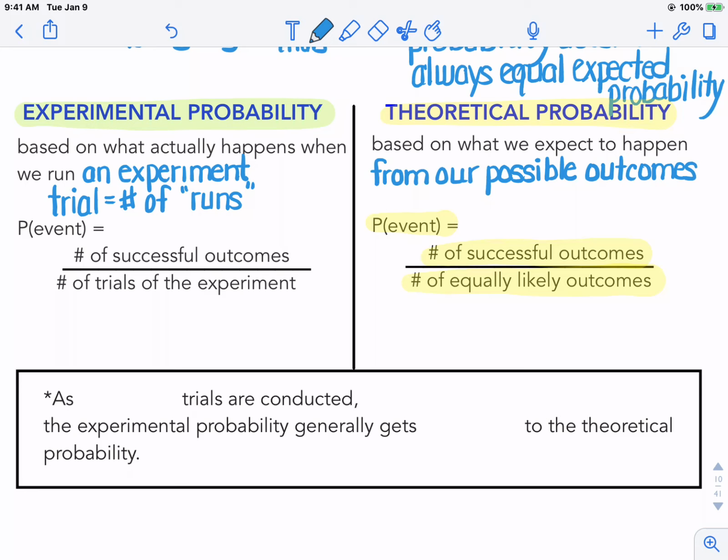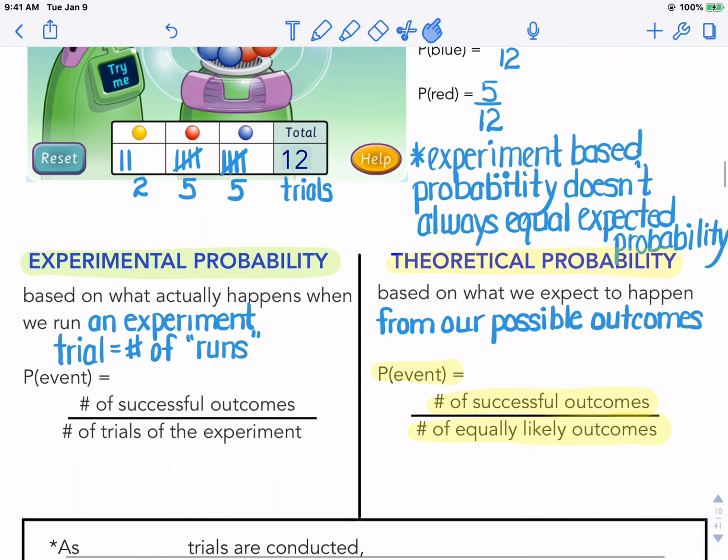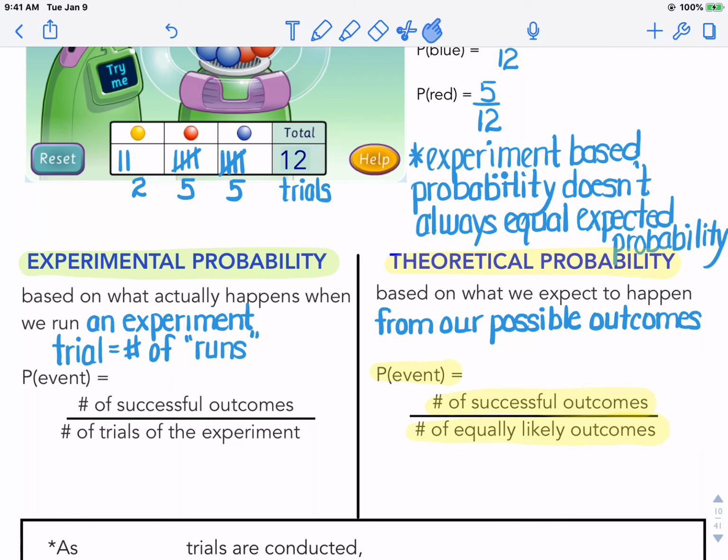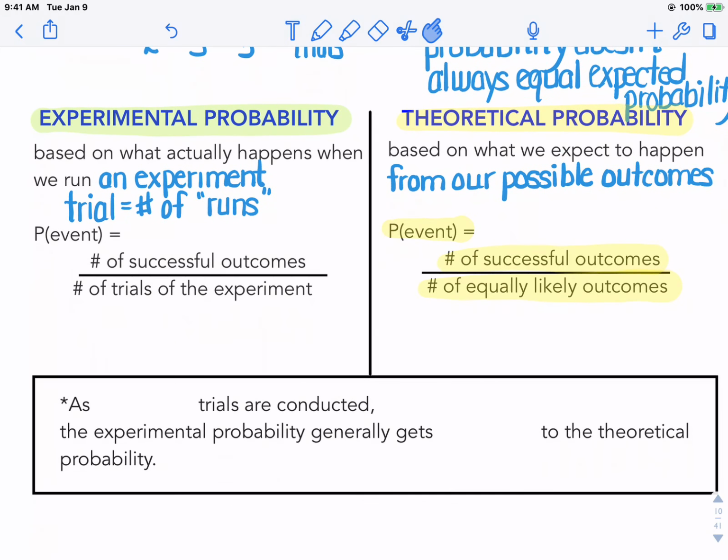Okay, if we actually run an experiment, then we take that data, and you have your data from me up above. I ran an experiment. I got 2 yellow, 5 red, 5 blue. And based on that experiment, then I calculated all my probabilities as well. How many came up what I wanted? Out of how many trials, how many times did I run the experiment? So of the 12 times I ran the experiment, I could tell what my probability actually came out in an experiment. These two rarely match.